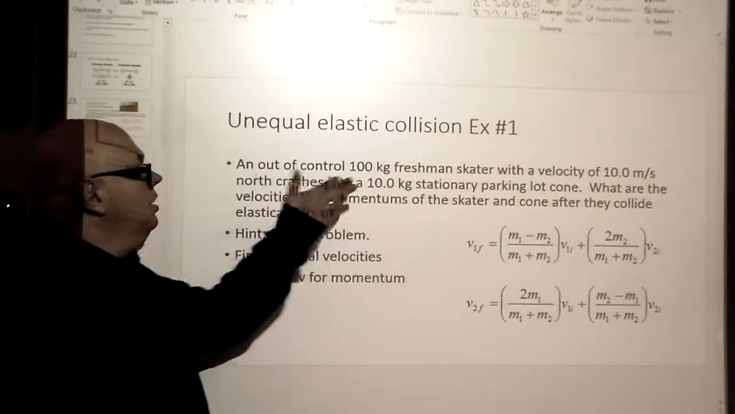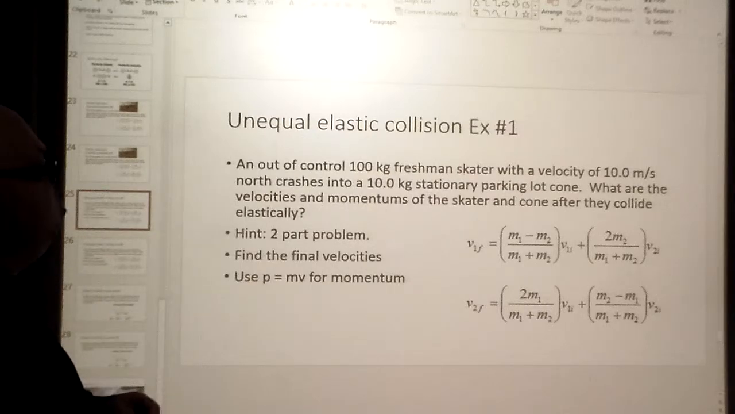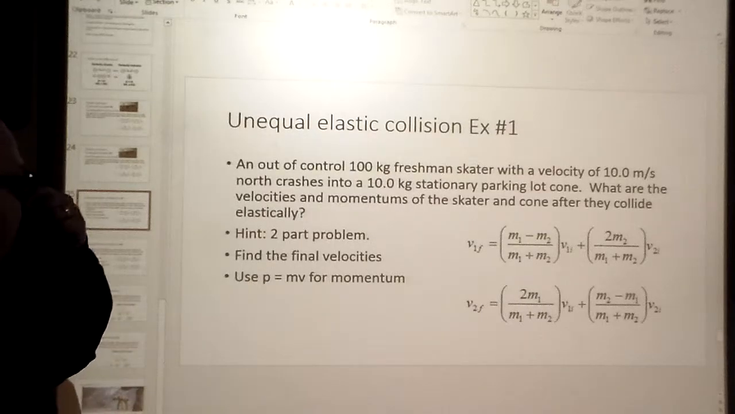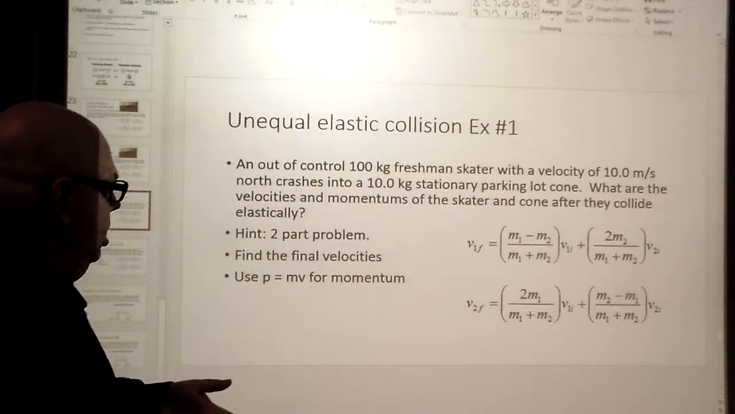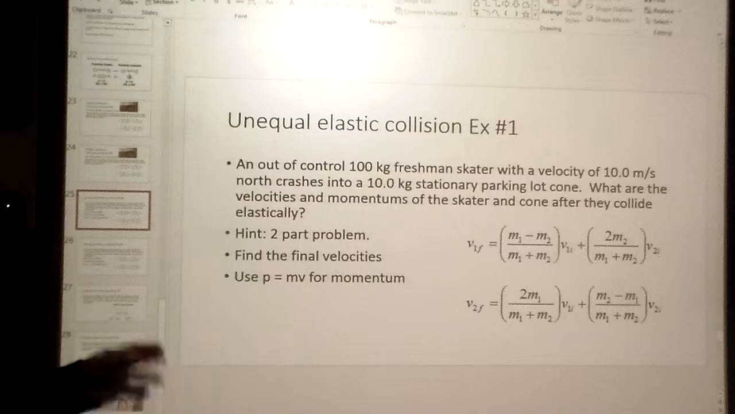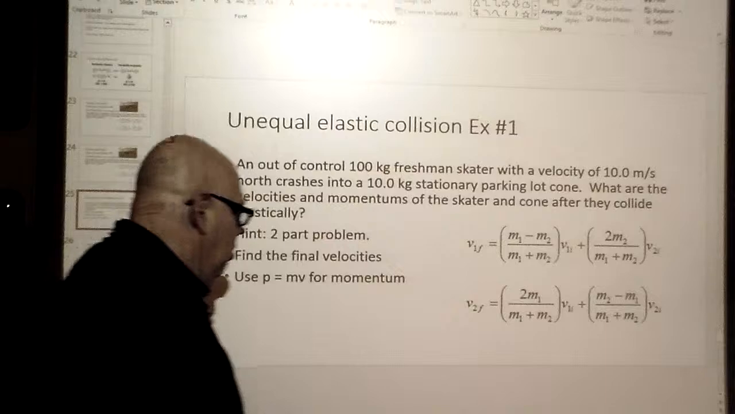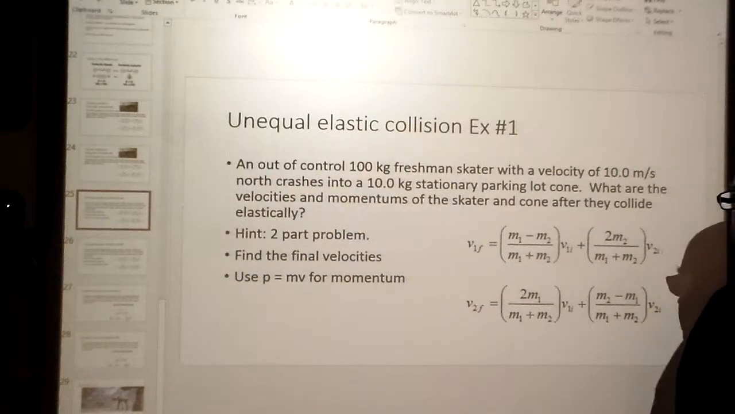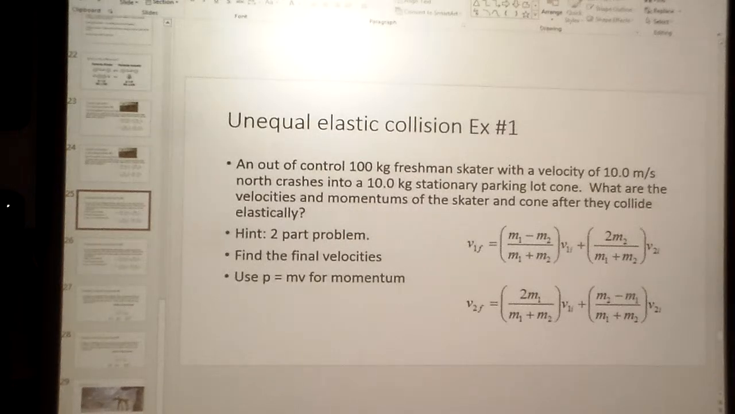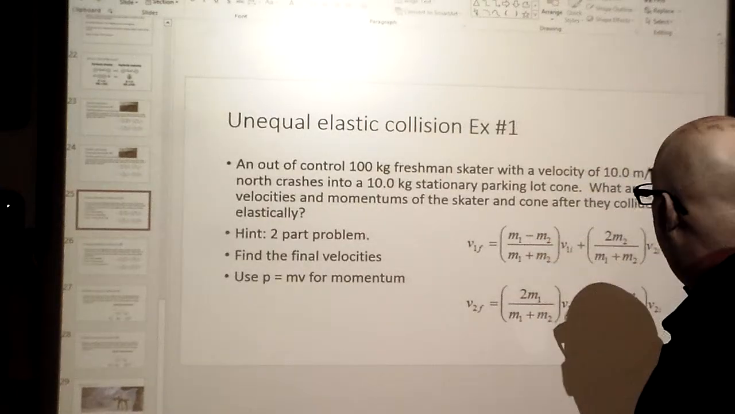Okay, so we have an out of control 100 kilogram freshman skater. Hey, the freshman's like over 6 feet tall, with a velocity of 10 meters per second north, crashing into a 10 kilogram stationary parking lot cone. What are the velocities and momentums of the skater and cone after they collide elastically? Hint, this is a two-part problem. First, we have to find the final velocities. Then we can use P equals mv for the momentum of our individual pieces, our skater and the cone.